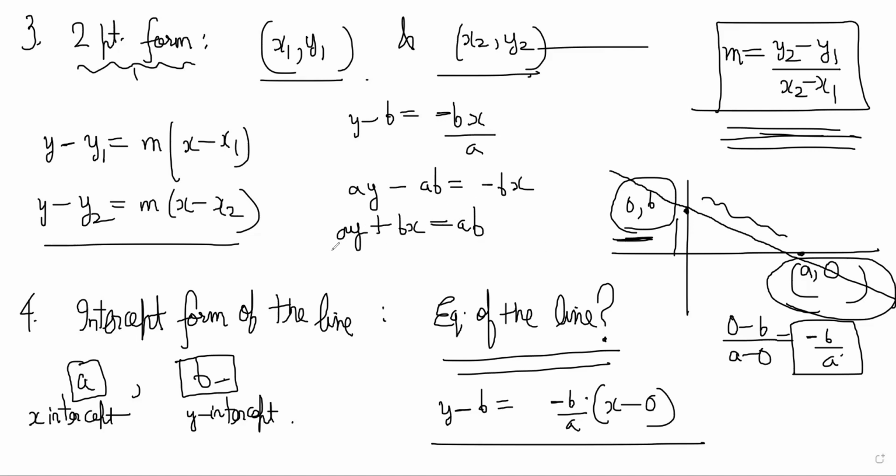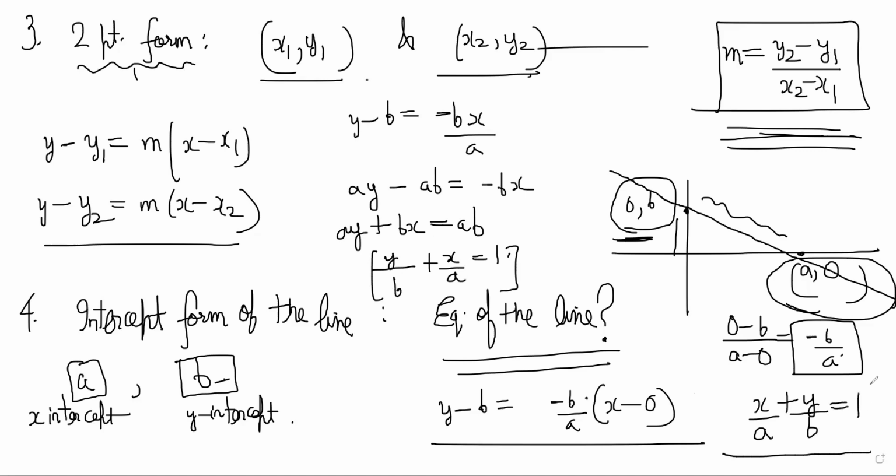And then divide by ab on both sides. You'll get y by b plus x by a is equal to 1. So this is a very nice equation. If you know the x-intercept and y-intercept, it is just this: x by x-intercept plus y by y-intercept is equal to 1. So this is called the intercept form of a line, where you know the length of the x-intercept and the y-intercept, right?